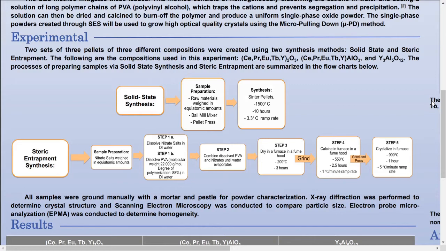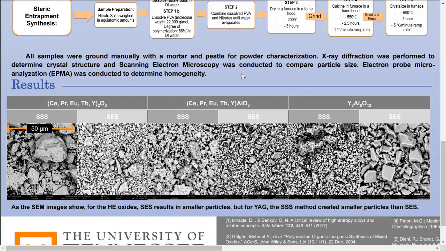PVA is then dissolved in DI water and combined with the dissolved nitrate salts. This combination is then heated until the water is evaporated, which forms a sort of foam. This foam is then dried in a furnace in a fume hood at 200 degrees Celsius and then ground into a powder and calcined in a furnace in a fume hood at 550 degrees Celsius. This is then ground again and pressed into a pellet and then crystallized in a furnace at 900 degrees Celsius for an hour. All of these samples were ground manually with a mortar and pestle and then characterized in the powder form.